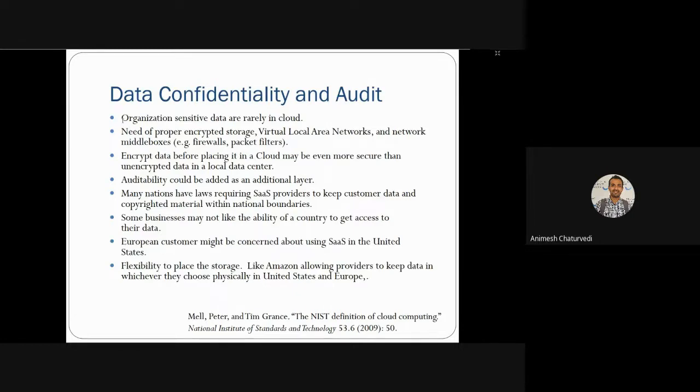Then data confidentiality and auditing. Some organizations have sensitive data, and they rarely use cloud computing for that. So what happens? They encrypt that data and store it if they want to store it in cloud computing. So first they encrypt and then they store it on the cloud. Otherwise, they would have a virtual local area network for their own data management. They will have network middleboxes like firewalls and packet transfer.